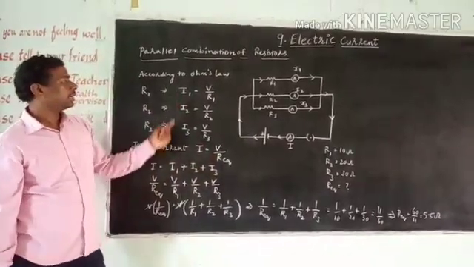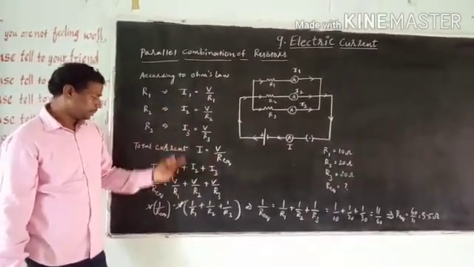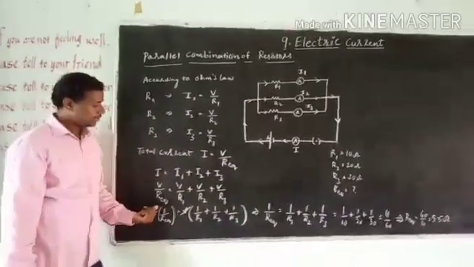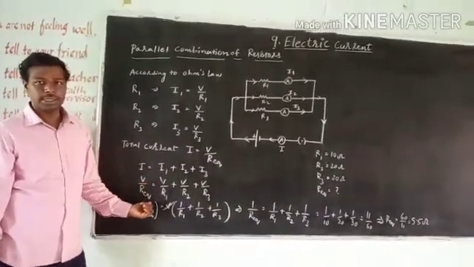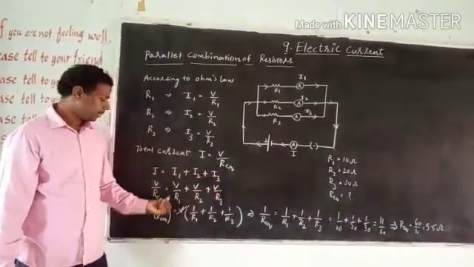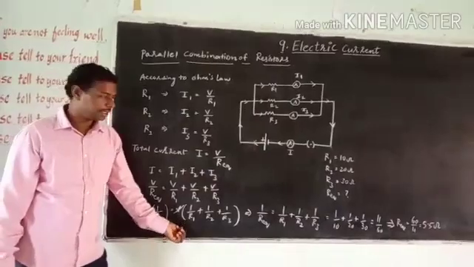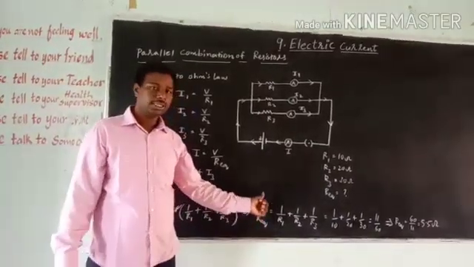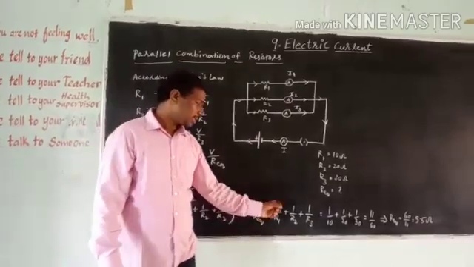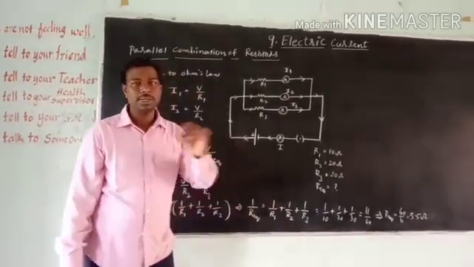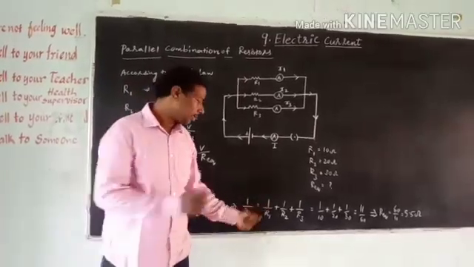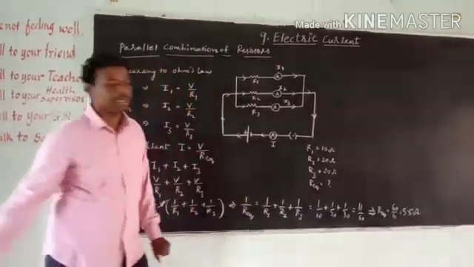Now let us substitute the values of I1, I2, I3 and I in this equation. When we substitute, you can see V by R equivalent is equal to V by R1 plus V by R2 plus V by R3. By taking V common and cancelling it, you get a value, that is, the reciprocal of equivalent resistance in parallel combination is equal to the sum of reciprocals of individual resistances. So here we will get 1 by R equivalent is equal to 1 by R1 plus 1 by R2 plus 1 by R3.